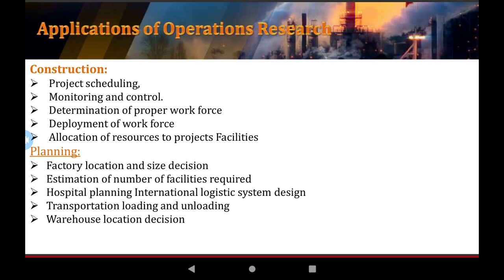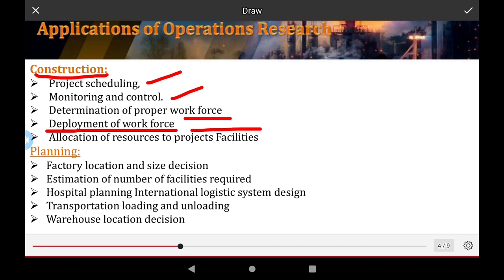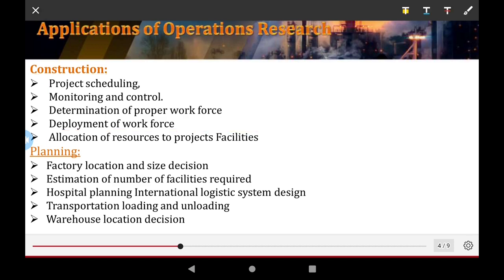In construction companies and other fields of construction projects, this point is discussed, along with the determination of the proper workforce and the development of the workforce. This is also discussed very smartly, along with the development of the workforce.